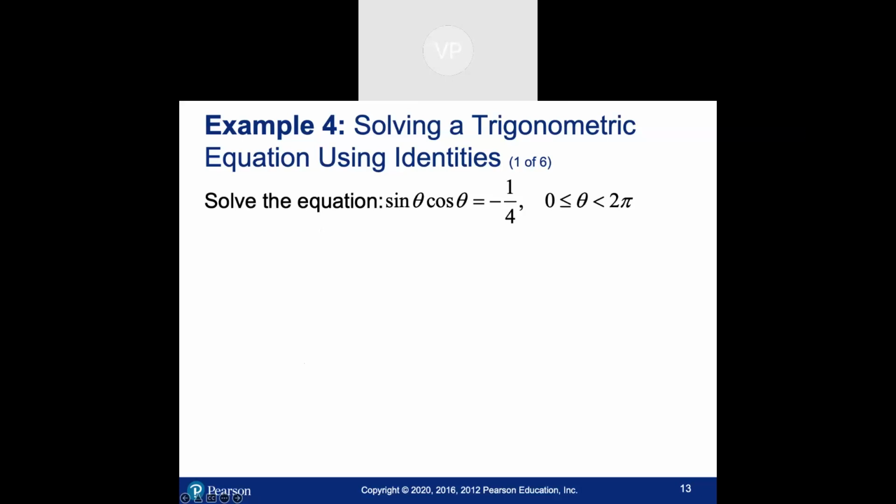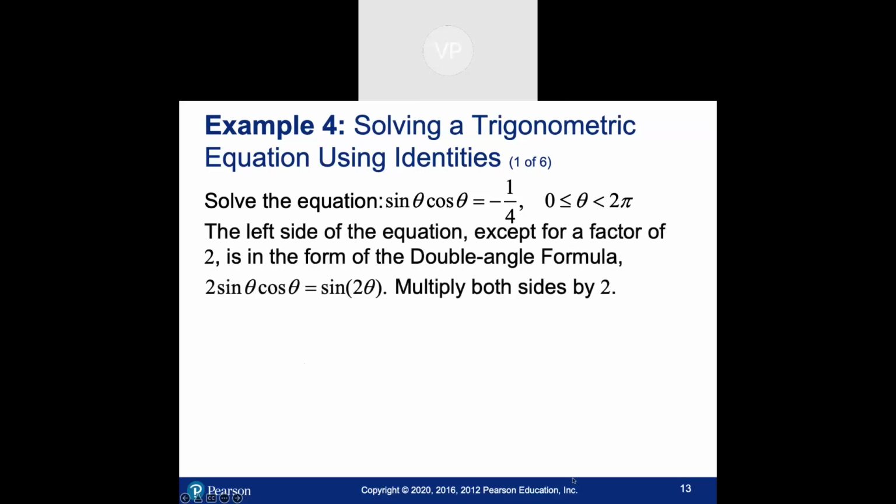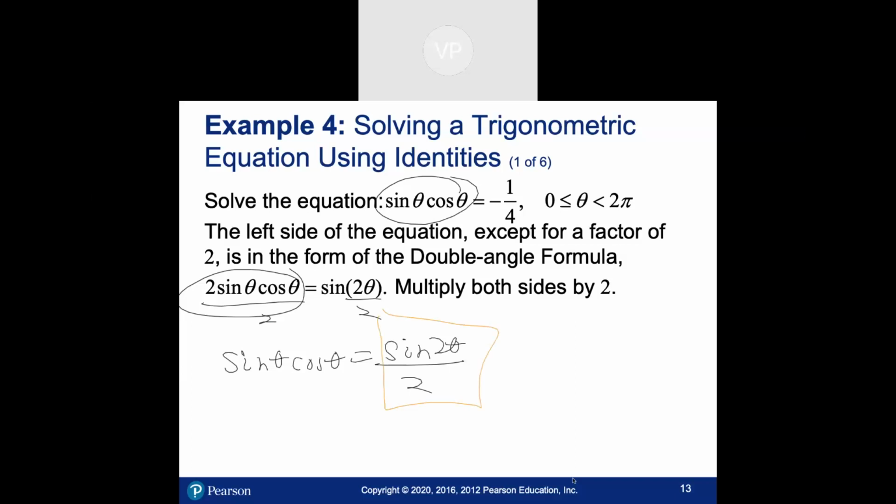Okay, so how we're going to do this here. Let me get my mouse moving to the next step. The left side of the equation, except for a factor of 2, is in the double angle formula. Now, this is one of these where you have to kind of see this. What we're doing in this chapter will help you, but you see how this almost looks like what we have in the equation. It's close. One way I could do it is to divide by 2, so I get sine of theta cosine theta equals sine of 2 theta over 2. And I can completely take this and replace it into there.